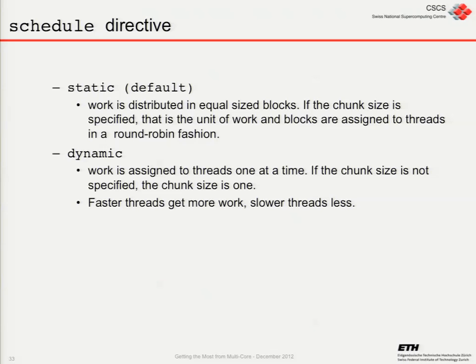If instead you said that you wanted static 5, it would say the first 5 iterations go to the first thread, the second 5 go to the second thread, and so on. And then that will take us up to iteration number 20. And then it will give the next 5 out again to thread 0, and so on. So it's more in a cyclic fashion. It will go through and give out the threads.